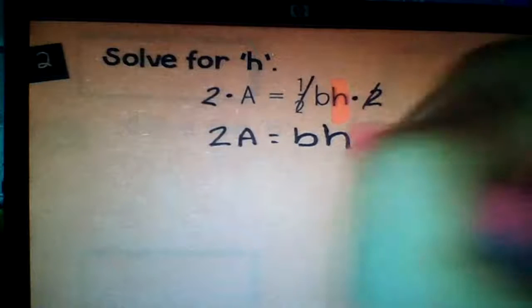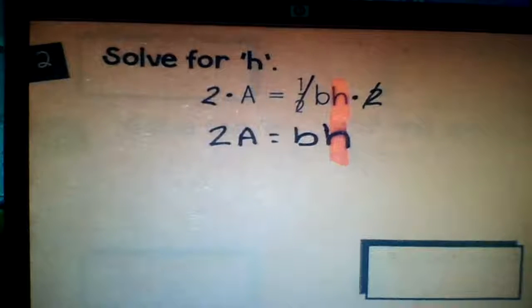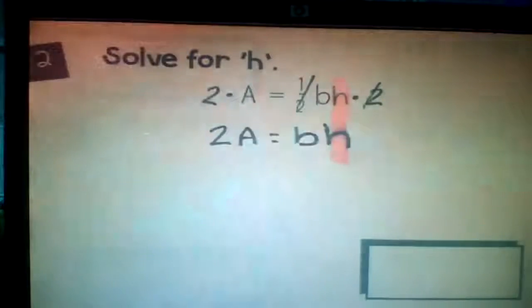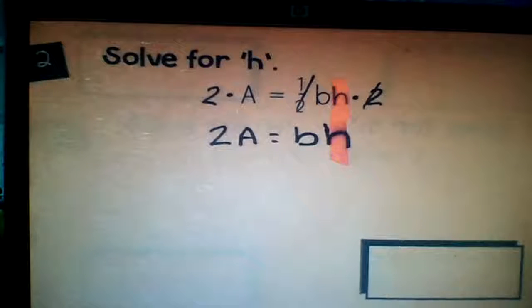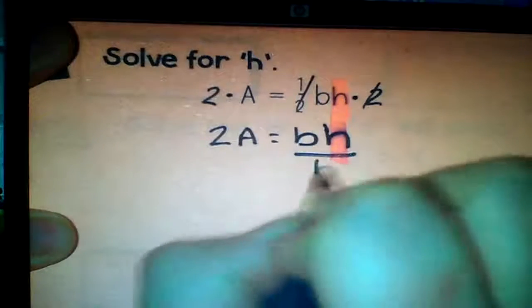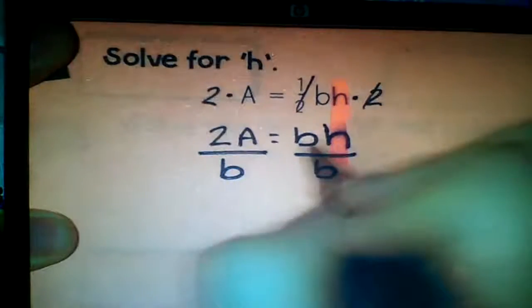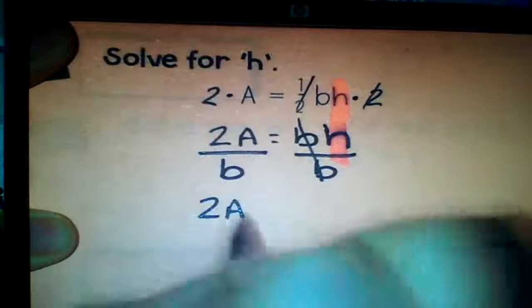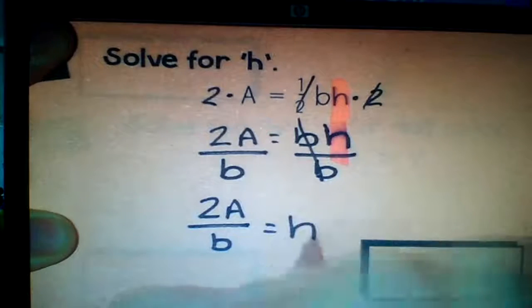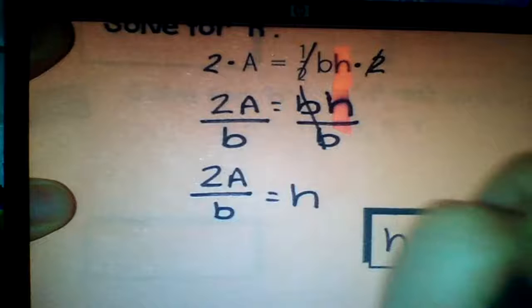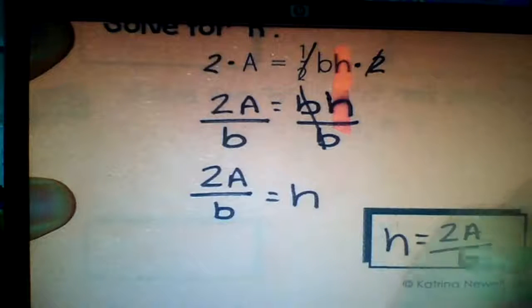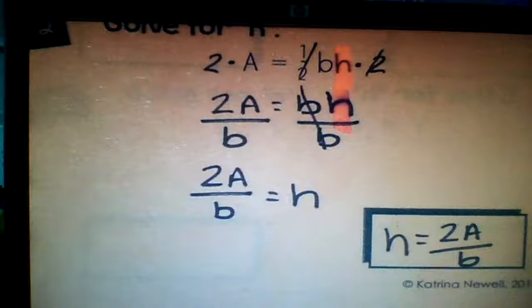Again, I'm still trying to get this by itself. Now I've got a pesky B that I've got to take care of. We divide by B. That cancels out, so 2A divided by B equals H. So H equals 2A divided by B. This is actually the formula to find the area of a triangle. The area of a triangle is 1/2 the base times the height.